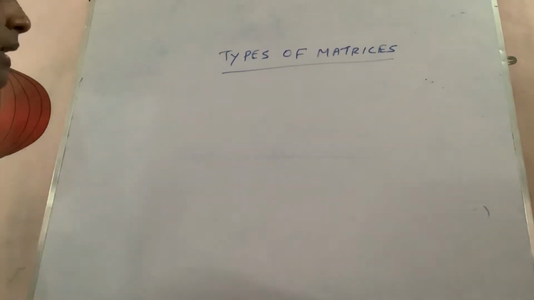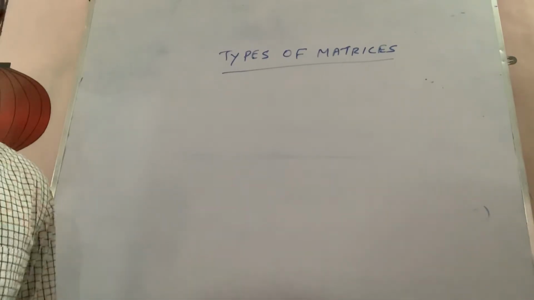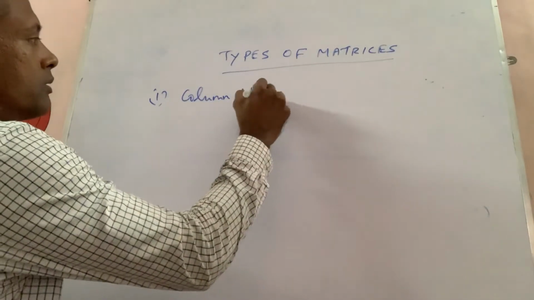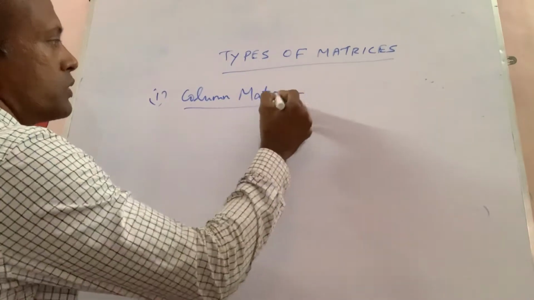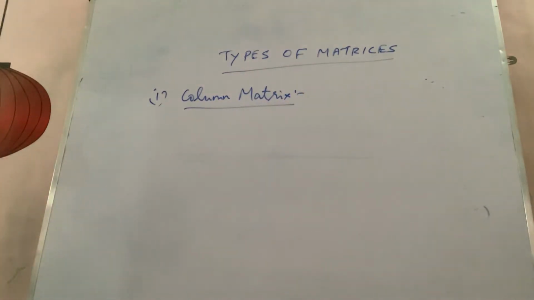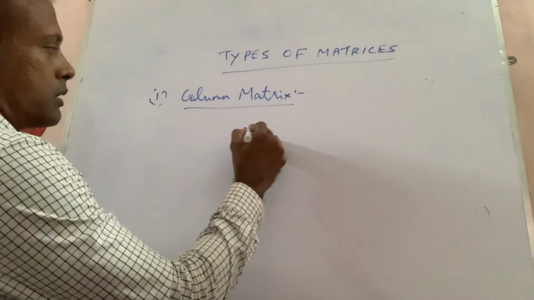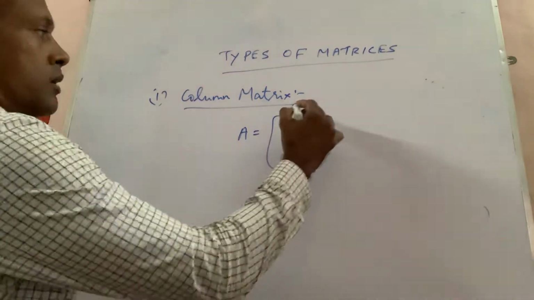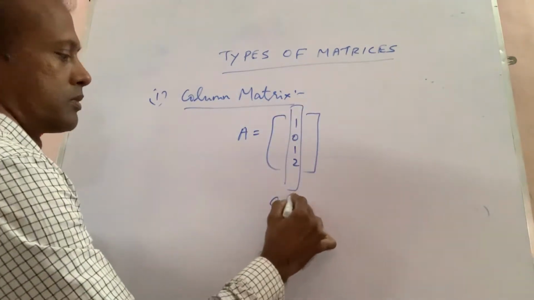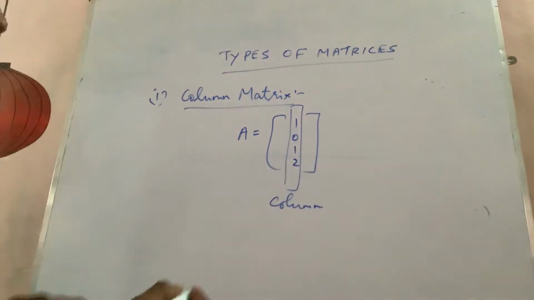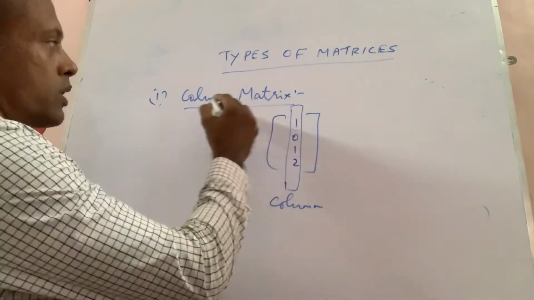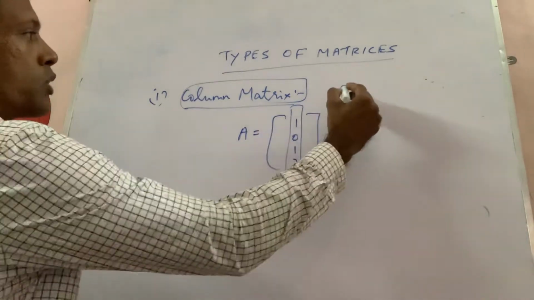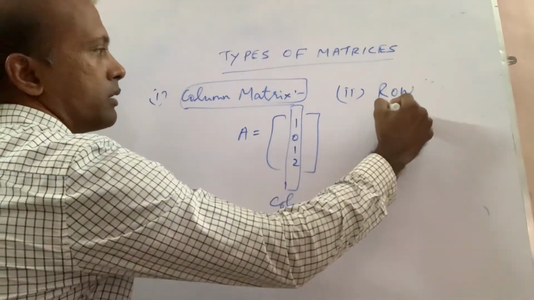आज हम टाइप्स ऑफ मैट्रिसेस को देखते हैं, ठीक है। What are the different types of matrices available? तो पहले कॉलम मैट्रिक्स। तो इसका मतलब क्या है? कॉलम मैट्रिक्स का मतलब क्या है? Okay, so let's take a matrix like this. ओके, तो सिर्फ कॉलम, if the matrix has only the column, then you call that matrix as a column matrix. ठीक है? So then, what is a row matrix? What do you mean by a row matrix?